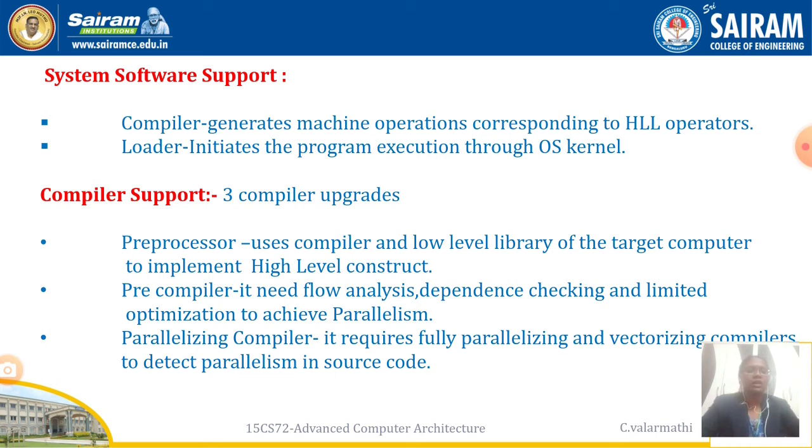Then similarly, the loader. What is the use of the loader? The loader initiates the execution of your program with the help of the OS kernel. So these are the two important parameters which should be supported when you write a program and want to achieve parallelism. Then apart from that, what compiler supports will be upgraded for achieving parallelism? What are those? Preprocessor, precompiler and parallelizing compiler.